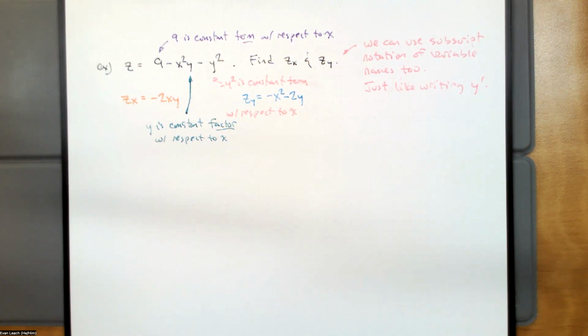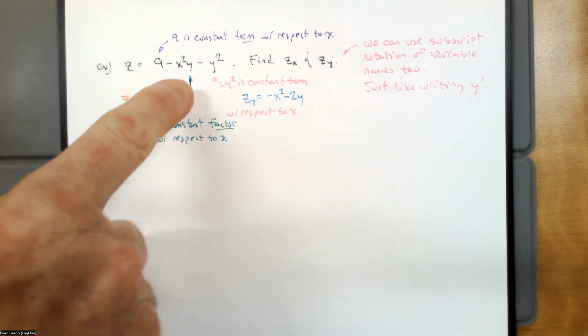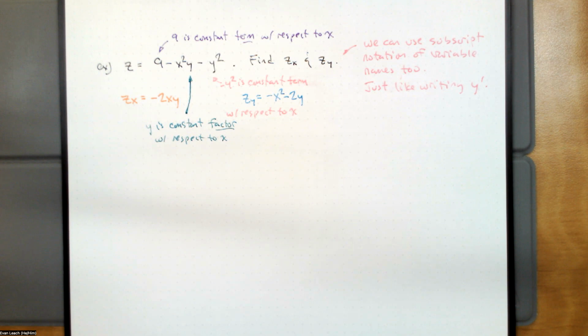So our read on this function for the partial with respect to x: 9 is a constant term with respect to x, derivative of 9 is 0. When we look at minus x squared y, this y is included through multiplication, so that y is a constant factor with respect to x. Derivative of minus x squared is minus 2x times the constant y. The minus y squared, no x in that, so the minus y squared is a constant term with respect to x. Derivative is 0. So our partial with respect to x is just minus 2xy.